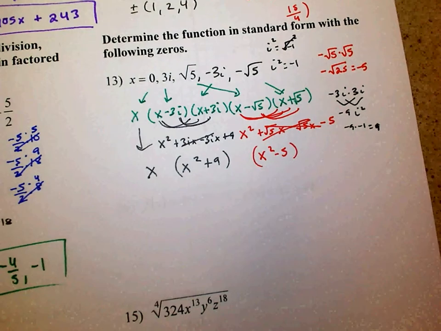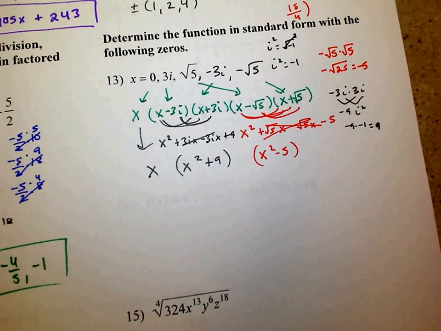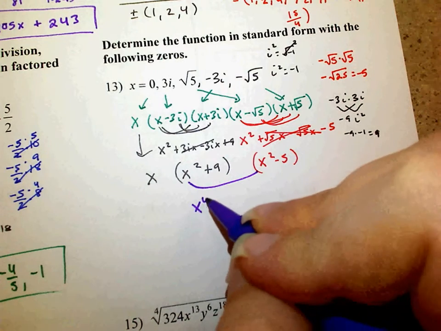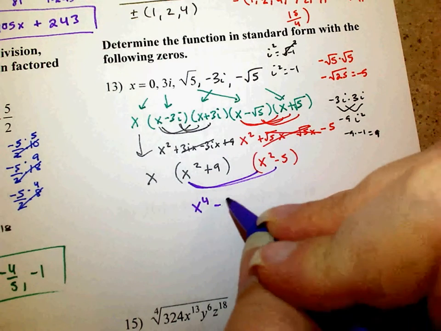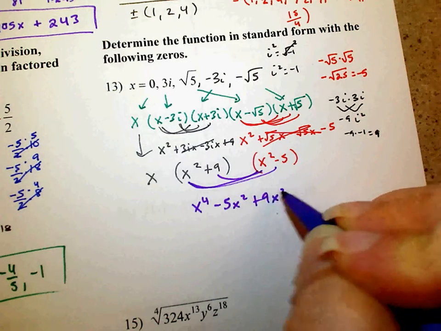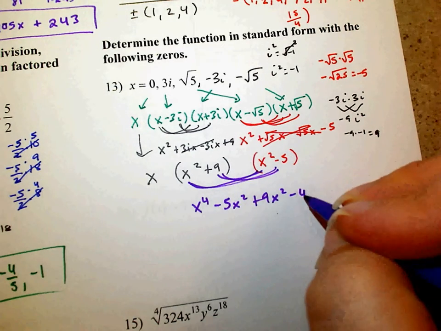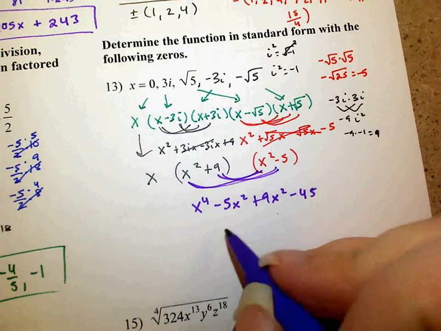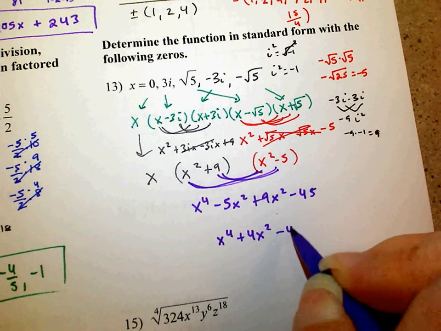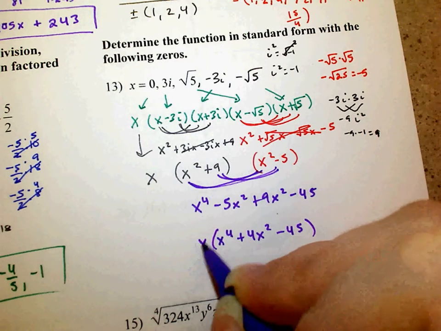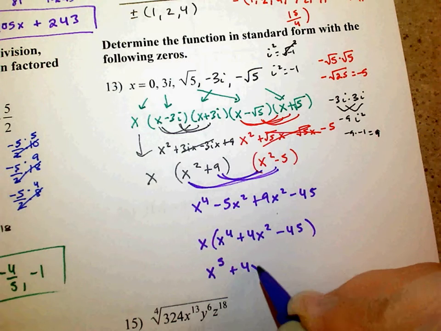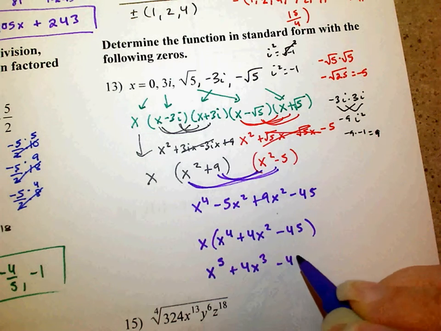X squared times x squared is x to the 4th. X squared times negative 5 is negative 5x squared. 9 times x squared is 9x squared, and 9 times negative 5 is negative 45. So that's x to the 4th plus 4x squared minus 45, all times x. Distribute my x, and I'm left with x to the 5th plus 4x cubed minus 45x, and that is my final answer. Power of 5, 5 zeros, matches up.